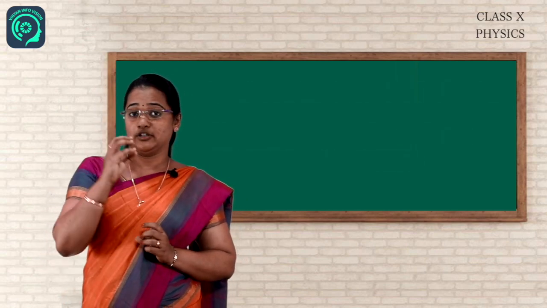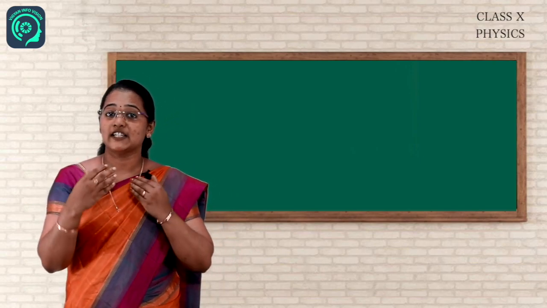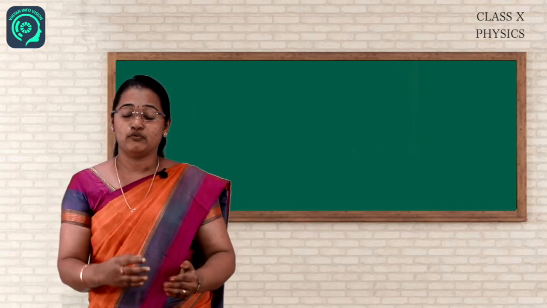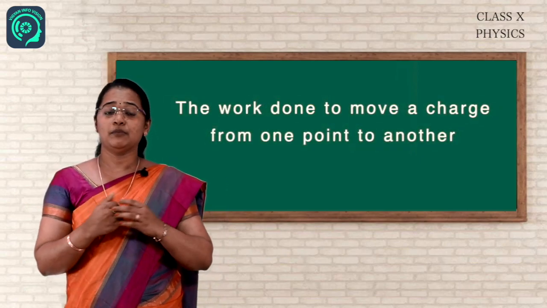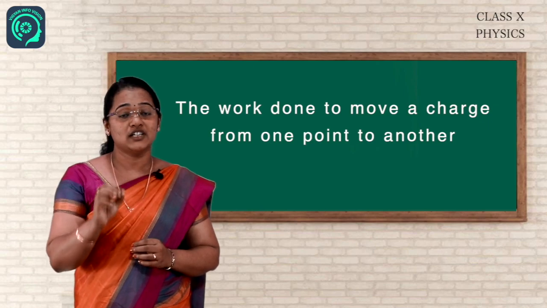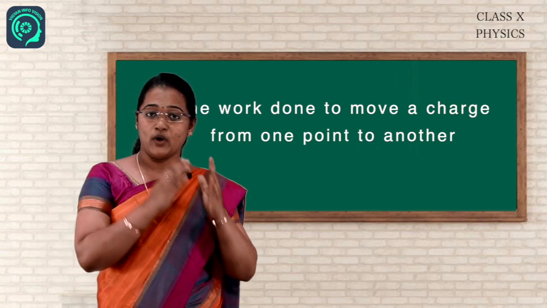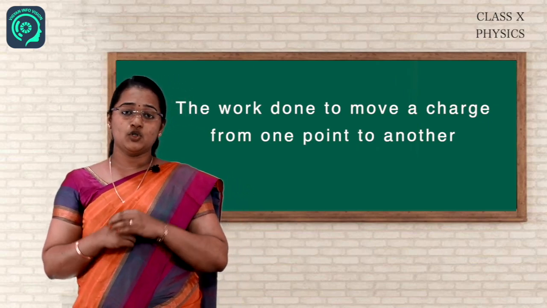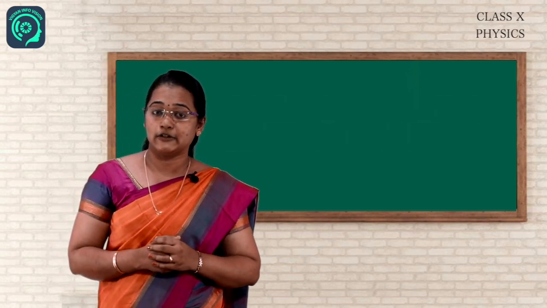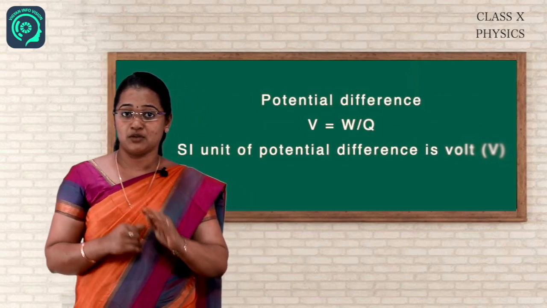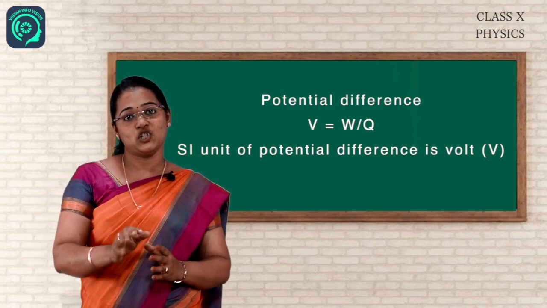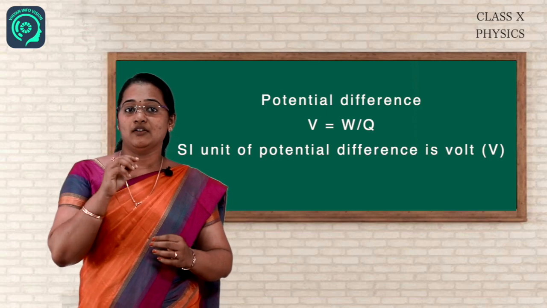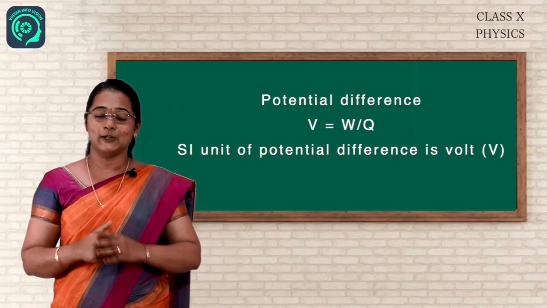The chemical energy given by the cell is utilized by the electrons to move from one point of a conductor to the other. So, we can define potential difference as the work done in moving a charge from one point of a conductor to another. So, how can we mathematically express potential difference? Potential difference is represented by the letter V. So, V is equal to work done divided by charge. So, we can write V = W/Q.